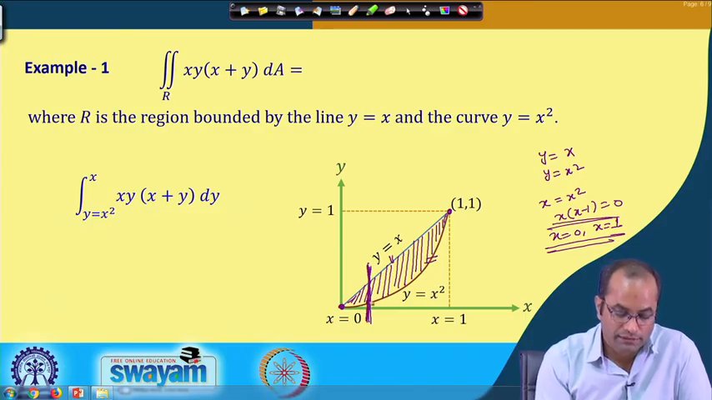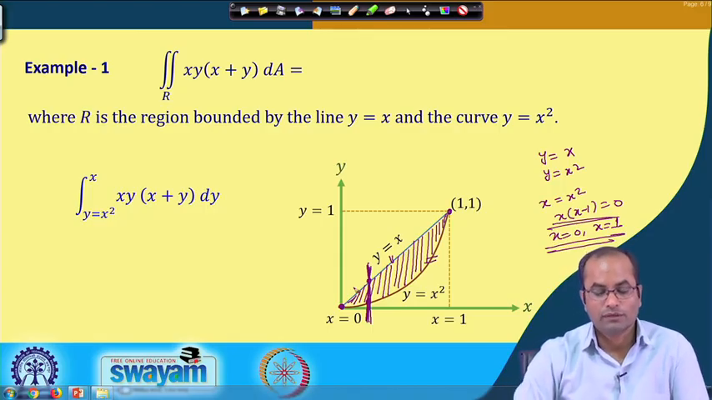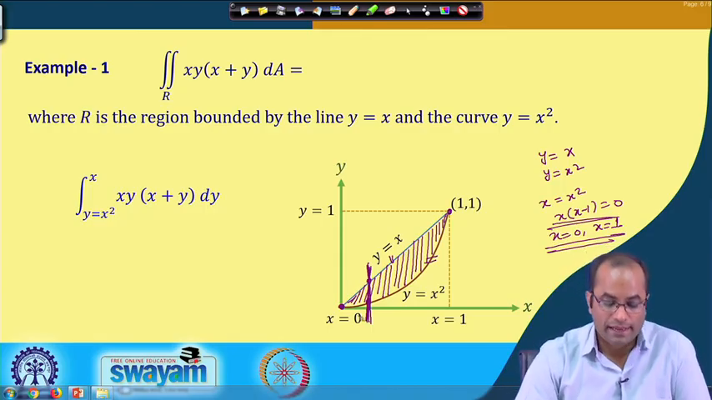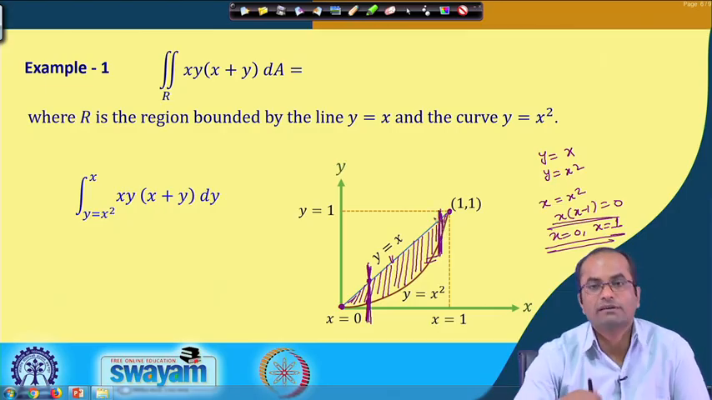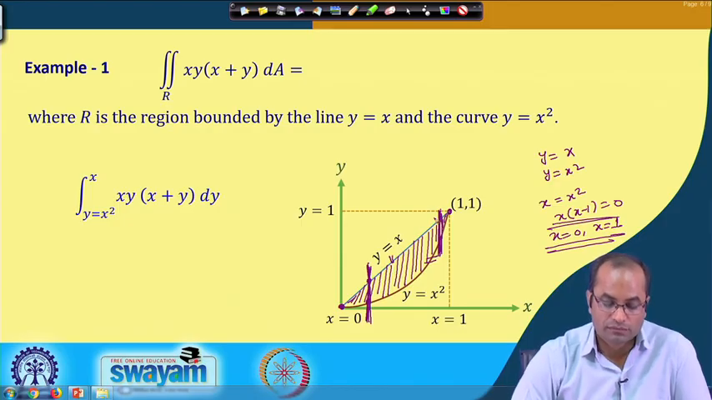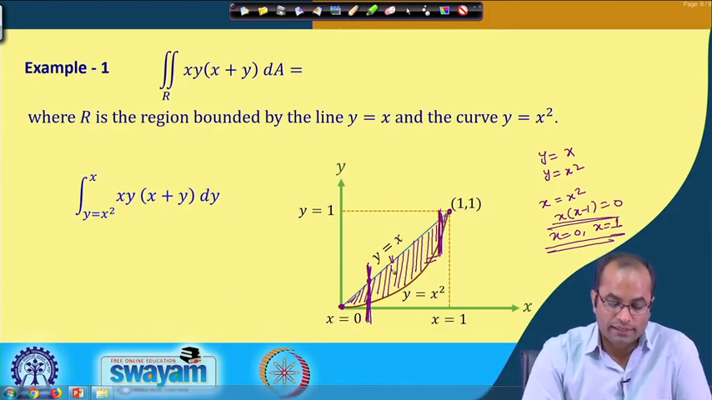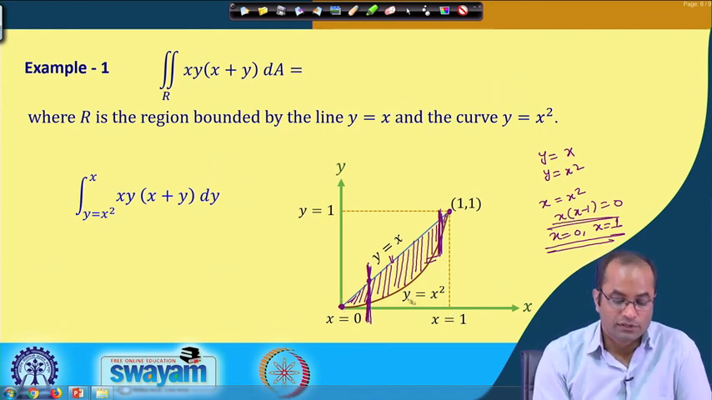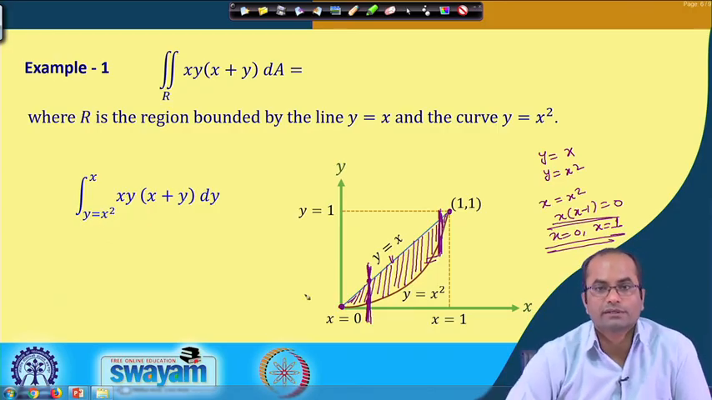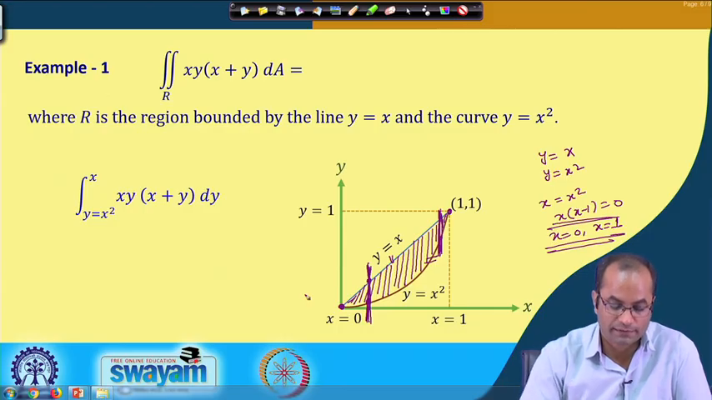Now we will see that this line enters here at y is equal to x square and it leaves the domain at the y is equal to x line, and that is true everywhere in the domain. At whatever point you draw this line parallel to the y axis, it will enter through y is equal to x square and it will leave the domain at y is equal to x line. And such lines will vary from x is equal to 0 to x is equal to 1. So, first we will put the limits for y, because we are going to integrate first with respect to y in this case.